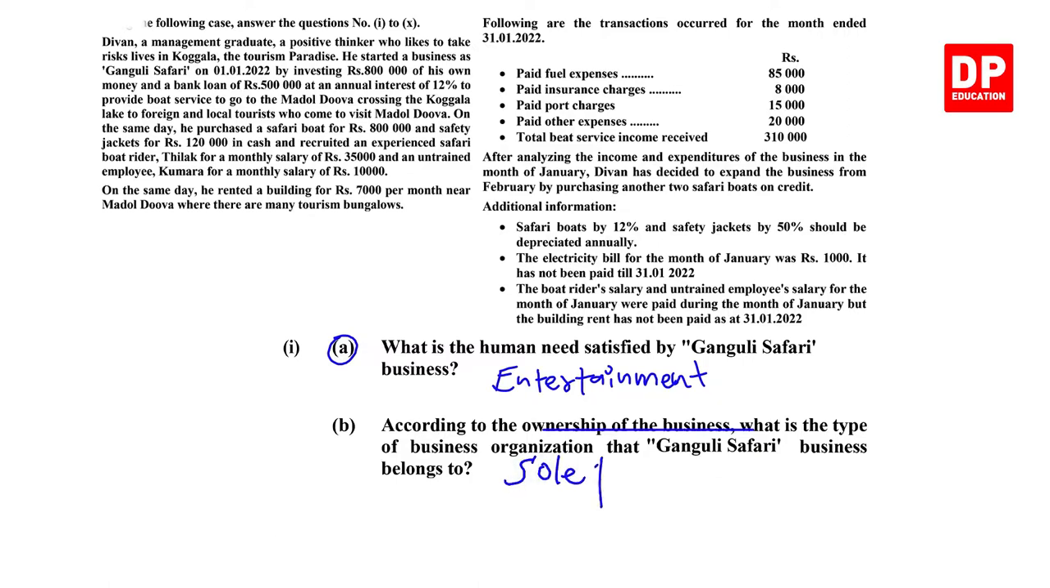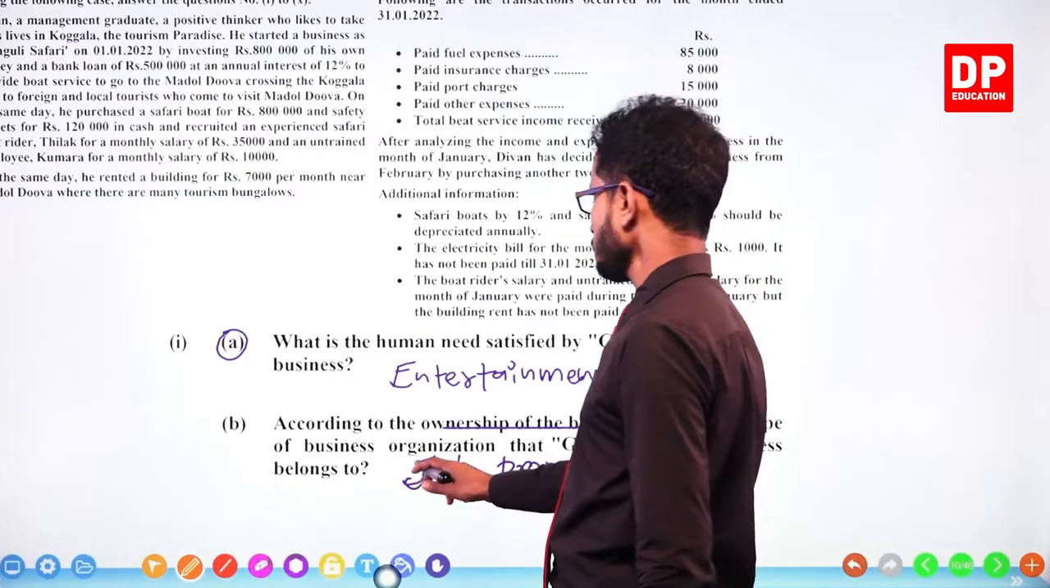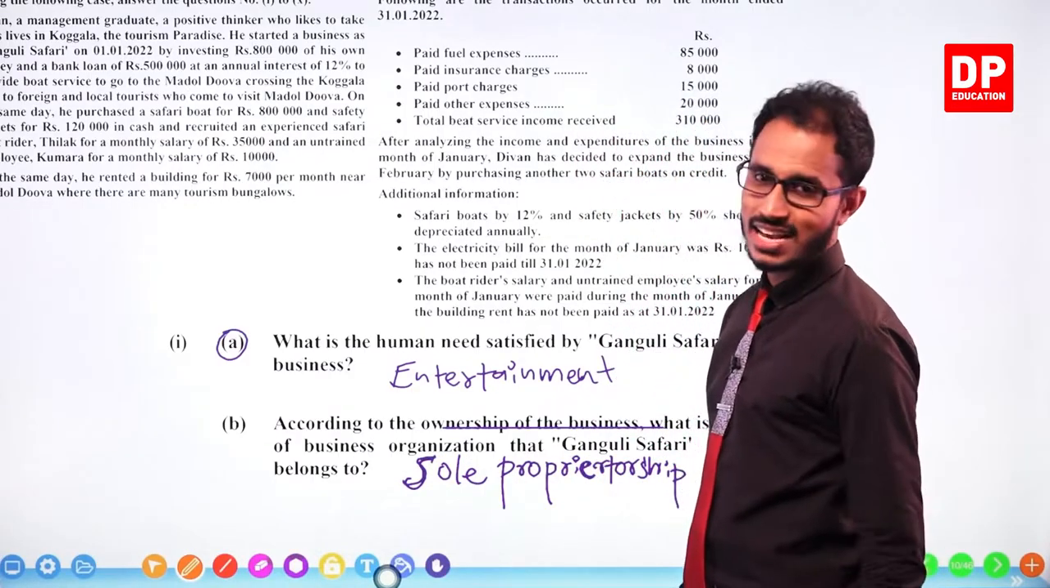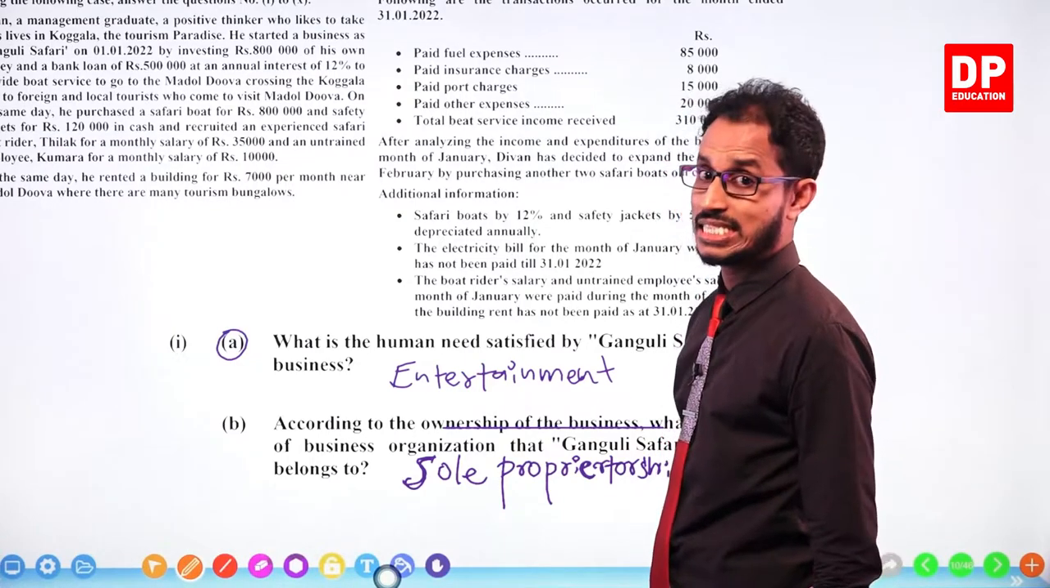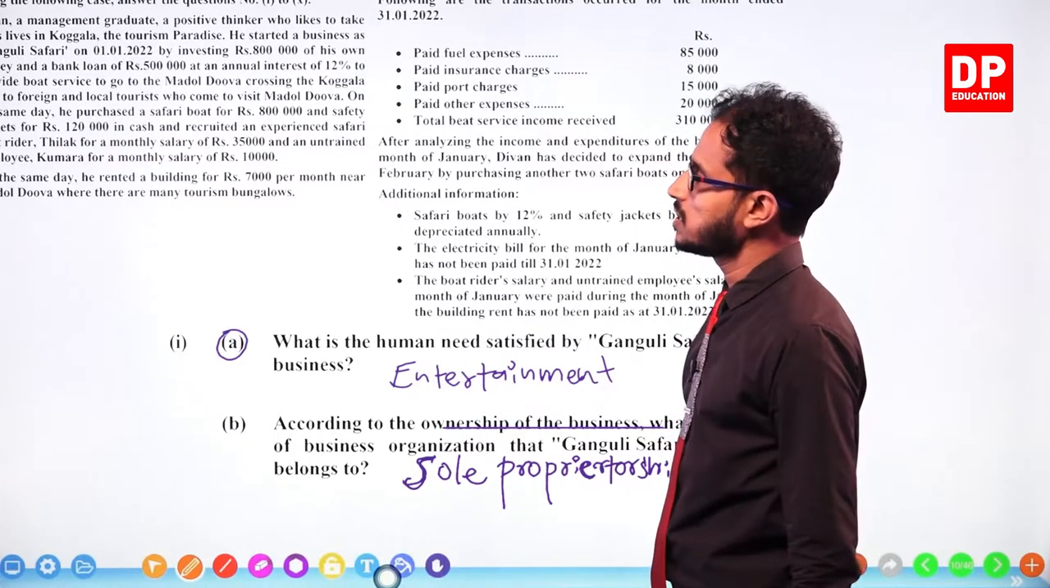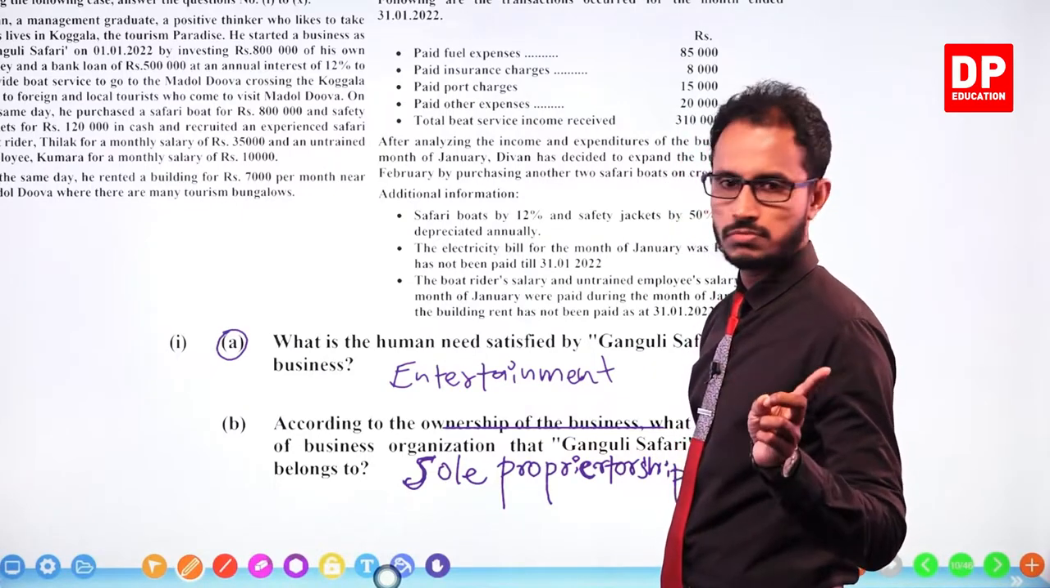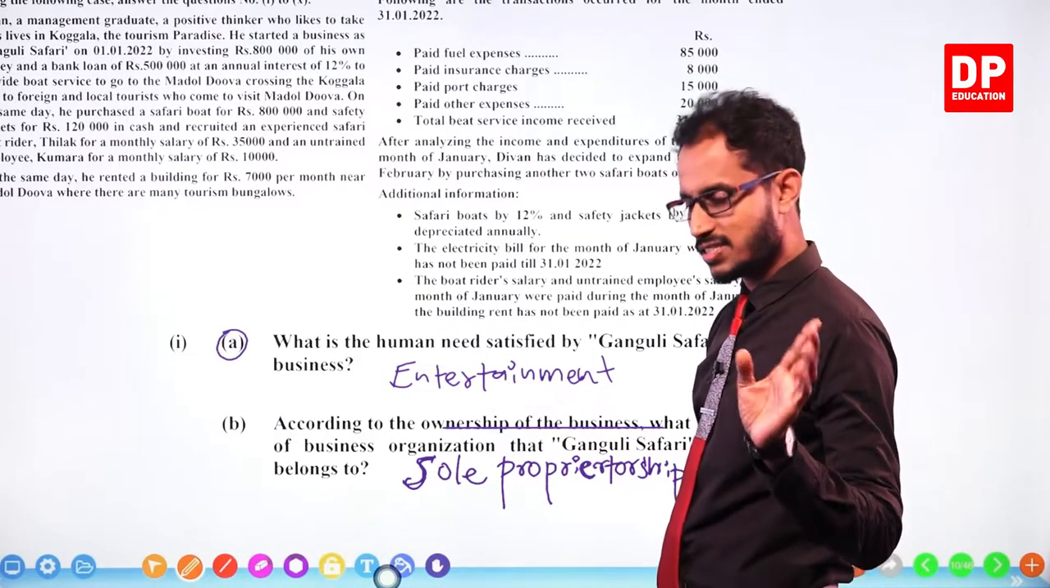Sole proprietorship. Or you can say sole tradership. Because Divan has no partners and it is not a registered incorporated company. No. It's a sole proprietorship.